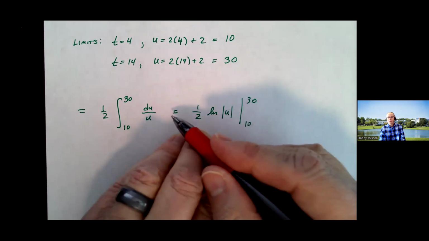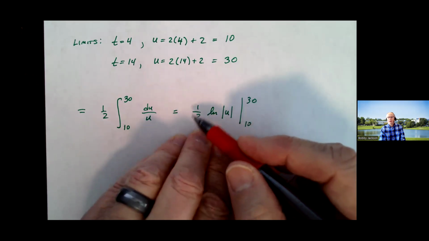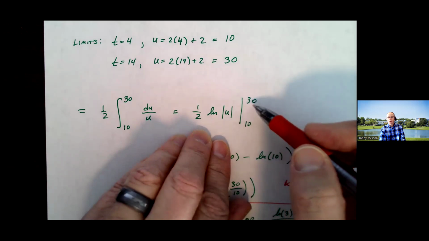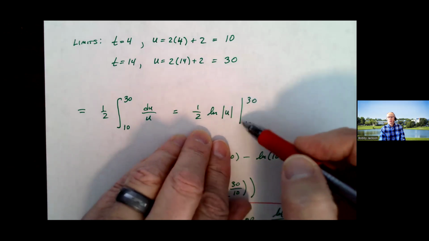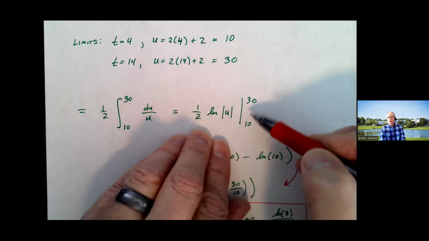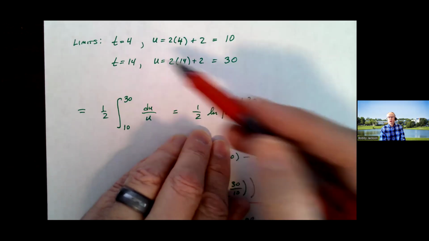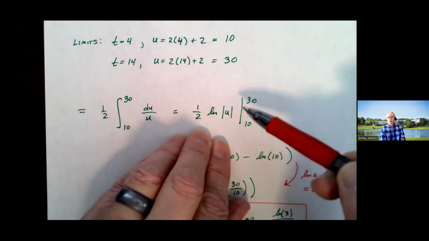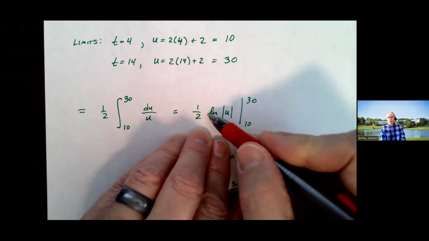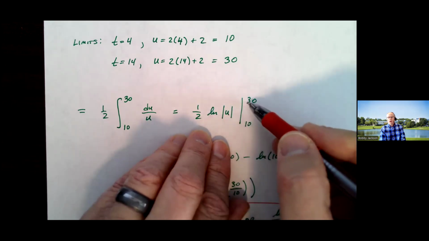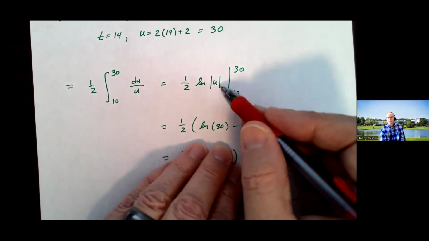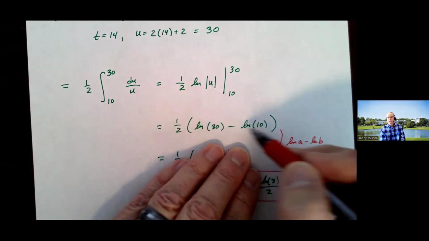So don't forget, when we evaluate, we don't have the integral sign anymore. We have the evaluation bar, and it's on the right, meaning we're going to plug in u equals 30 and plug in u equals 10. And that's why it's real important to change these limits, because these are u limits. You can't use the 4 and the 14. Those are t limits. That would not be correct. So 1/2 natural log, what? Evaluated at 30. Of course, absolute value of 30 is 30, and then absolute value of 10 is 10. So here is the result.